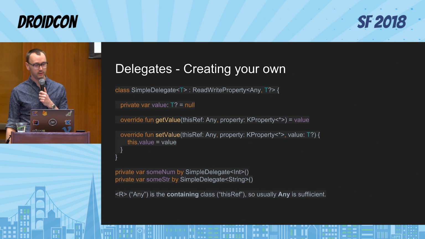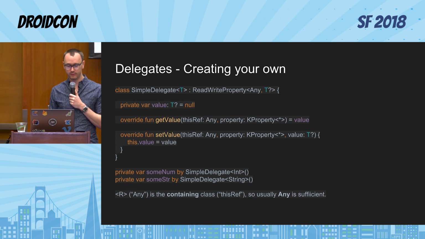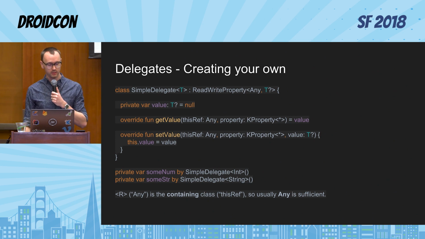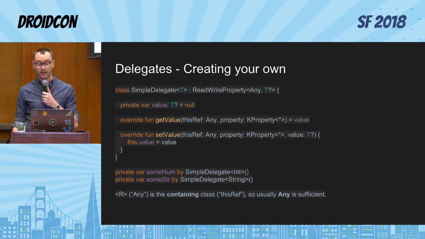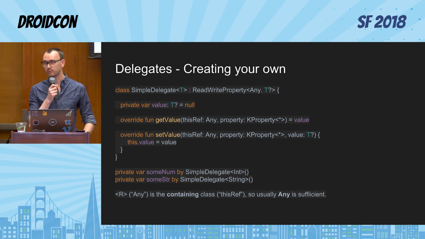If you want to make a delegate for a var that you can read and write, this is how you would do it by implementing this read-write property interface. So this is what get value and set value methods look like. So there's a very simple delegate that actually doesn't do anything but hold a value. It has a private variable value within the class. It has a get that just returns that value and a set that sets that value. And then this is how it would be used when you're going to use it. So there's a very simple way to make your own delegates.